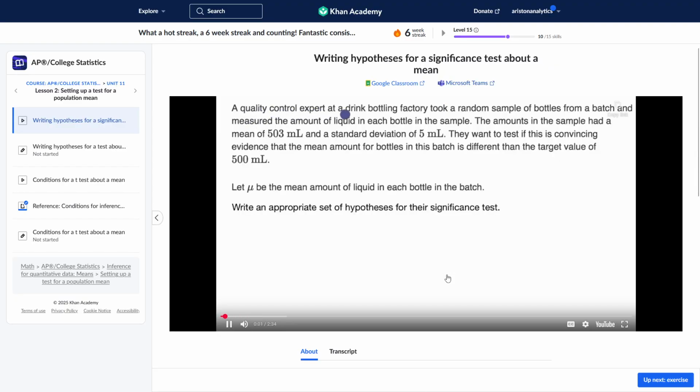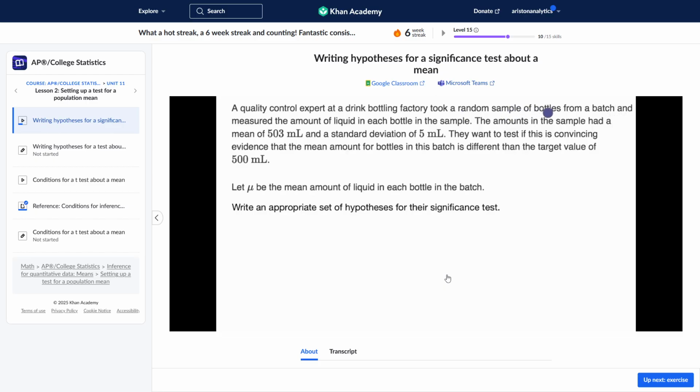A quality-control expert at a drink bottling factory took a random sample of bottles from a batch and measured the amount of liquid in each bottle in the sample. The amount in the sample had a mean of 503 milliliters and a standard deviation of 5 milliliters. They want to test if this is convincing evidence that the mean amount for bottles in this batch is different than the target value of 500 milliliters. Let mu be the mean amount of liquid in each bottle in the batch. Write an appropriate set of hypotheses for the significance test that the quality control expert is running. So pause this video and see if you can do that.